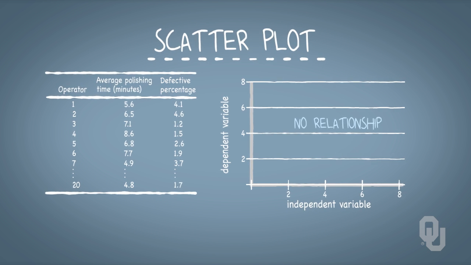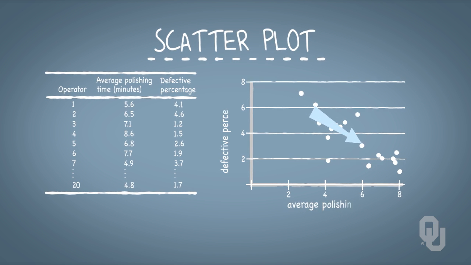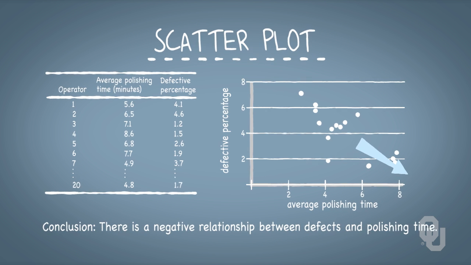With our polishing time data, we see that as polishing time increases, we see a decrease in the percentage of defective ball bearings. That is, there's a negative or inverse relationship between defects and polishing time. And such a conclusion makes intuitive sense. The more time spent on getting the operation right, the fewer problems will result.